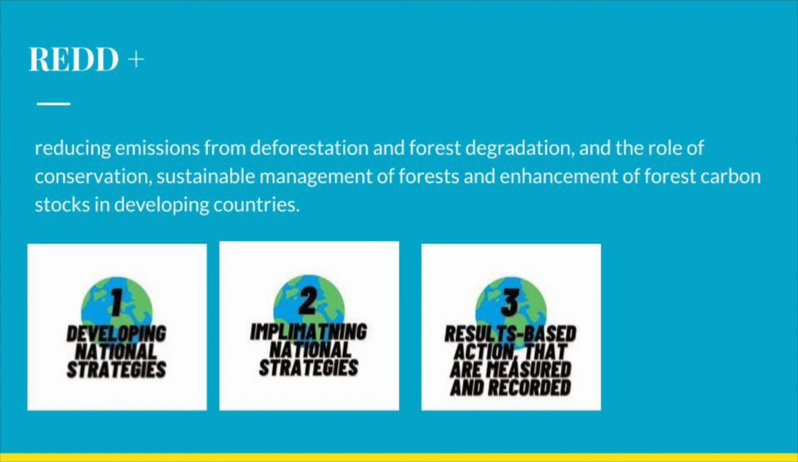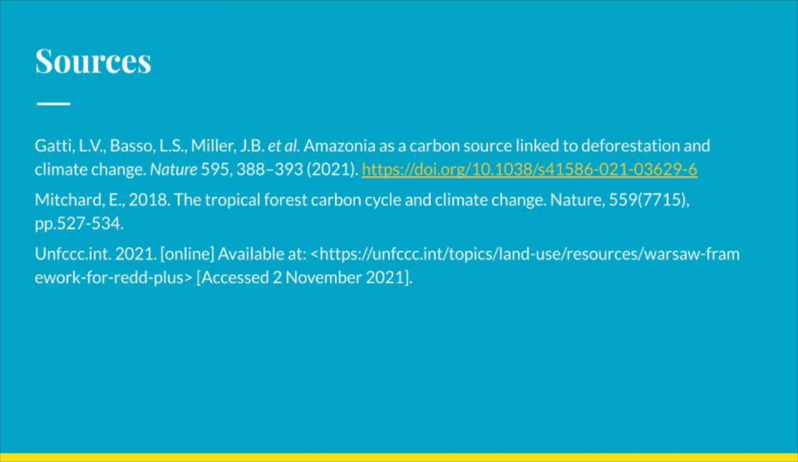The first being developing national strategies or plans of action from each nation. The second being implementing those strategies and plans and then measuring the results. And the third, then evolving those plans and strategies into results-based actions that are fully measured, which hopefully will help stop and reverse deforestation and degradation, therefore protecting our tropical rainforests as a carbon sink and preventing them from becoming a carbon source.